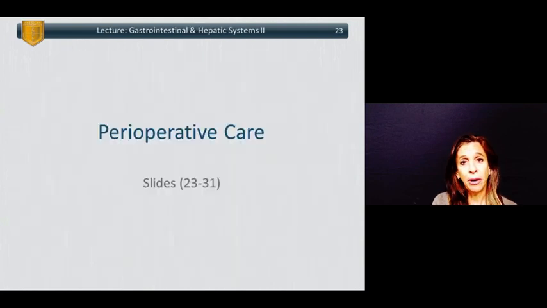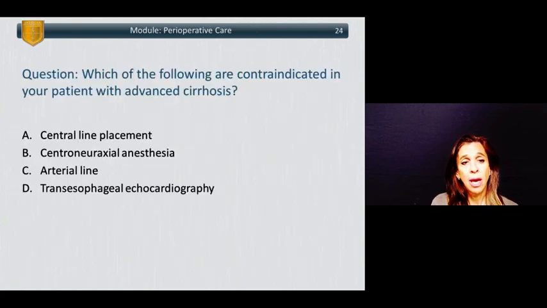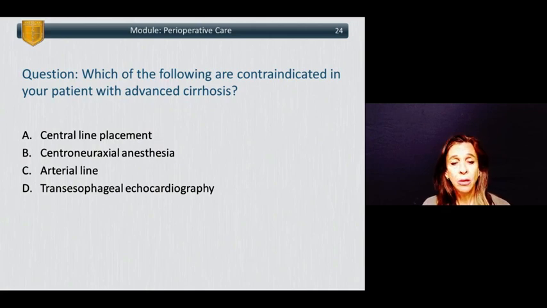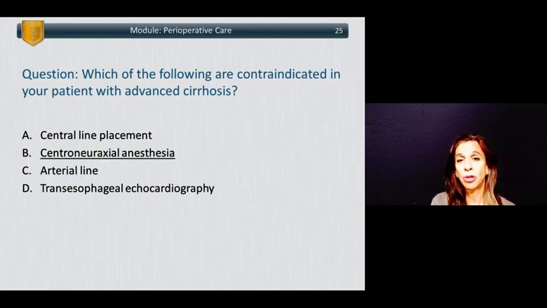So let's talk a bit about perioperative care of the patient. And we'll start with a question again. Which of the following are contraindicated in your patient with advanced cirrhosis? A, central line placement. B, central neuraxial anesthesia. C, an arterial line. Or D, transesophageal echocardiography. And the answer is central neuraxial anesthesia.